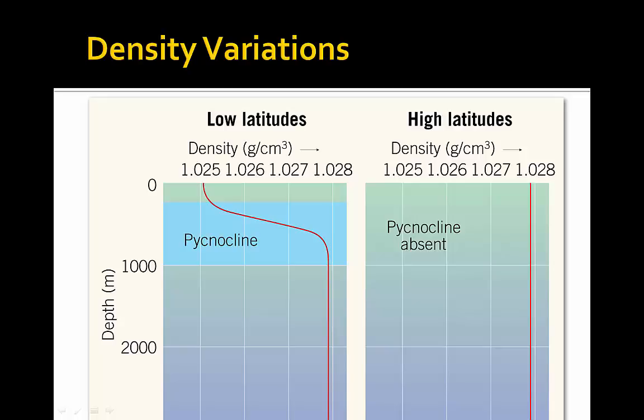Seawater density is determined by two factors: temperature and salinity. However, there are far greater relative fluctuations due to temperature, so changes in water density with depth, shown here as the pycnocline, only occur in the warm waters of low latitudes. Like the thermocline, the pycnocline is absent in high latitudes. Also like the thermocline, the pycnocline is a vertical barrier. In this case, it is a barrier to the mixing of upper and lower layers of water.